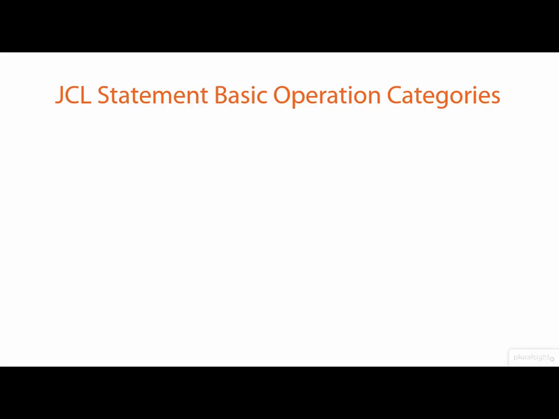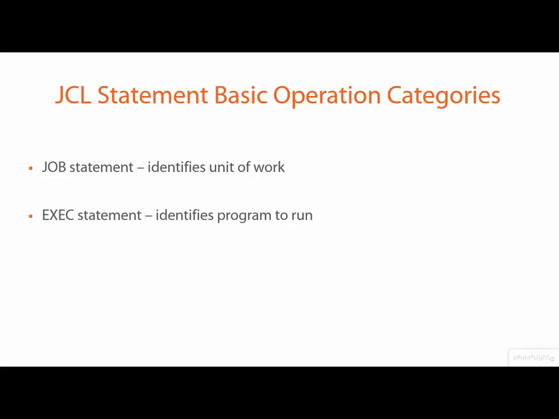So the basic operation then is going to be that we have a job statement which serves to identify the particular unit of work. Then we have an execute statement that identifies the program that is going to be run. And then we have a DD, or a data definition statement, which identifies the individual I/O resources that are going to be required for that particular program. All input files and all expected output files will be identified using the DD statement.